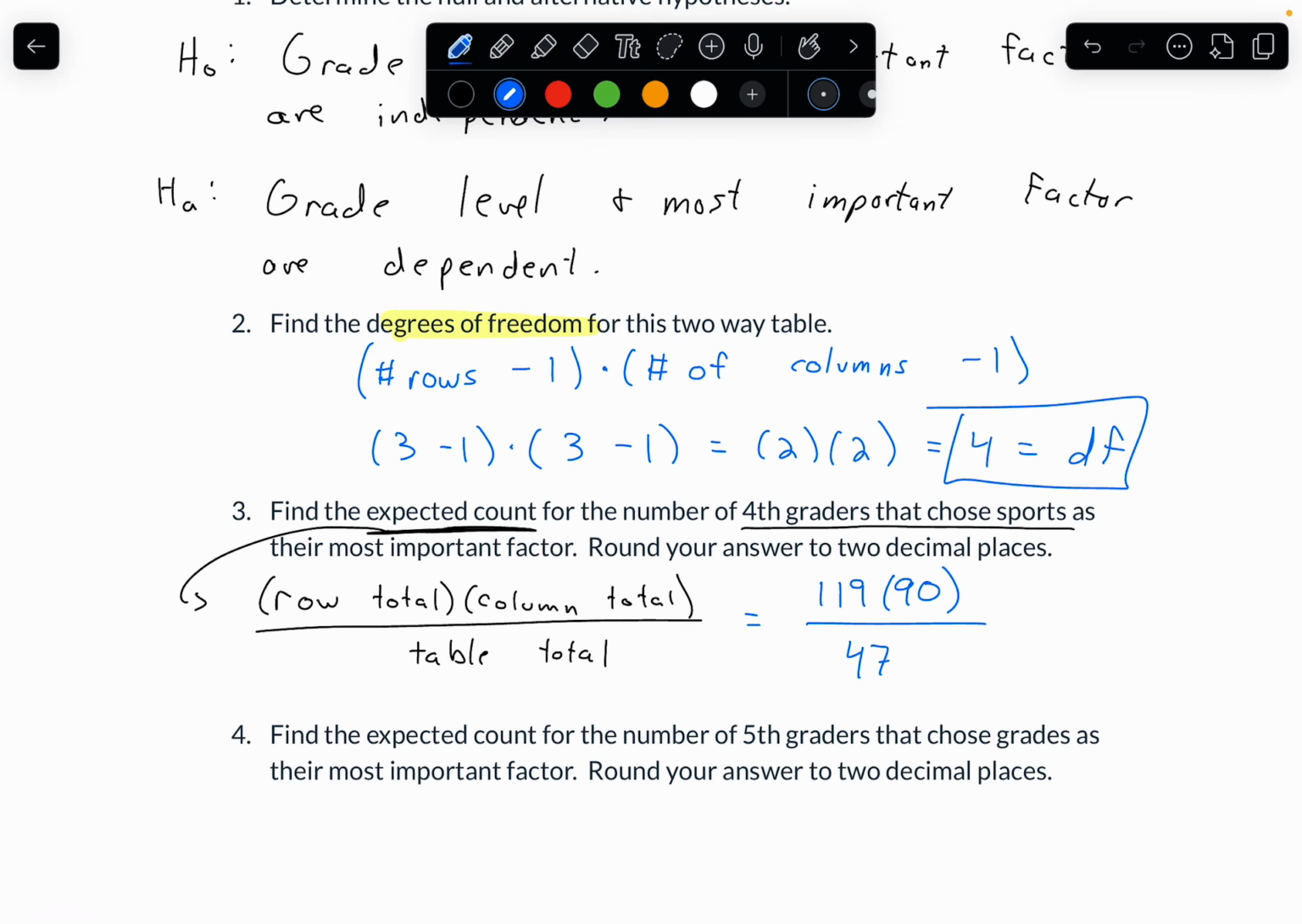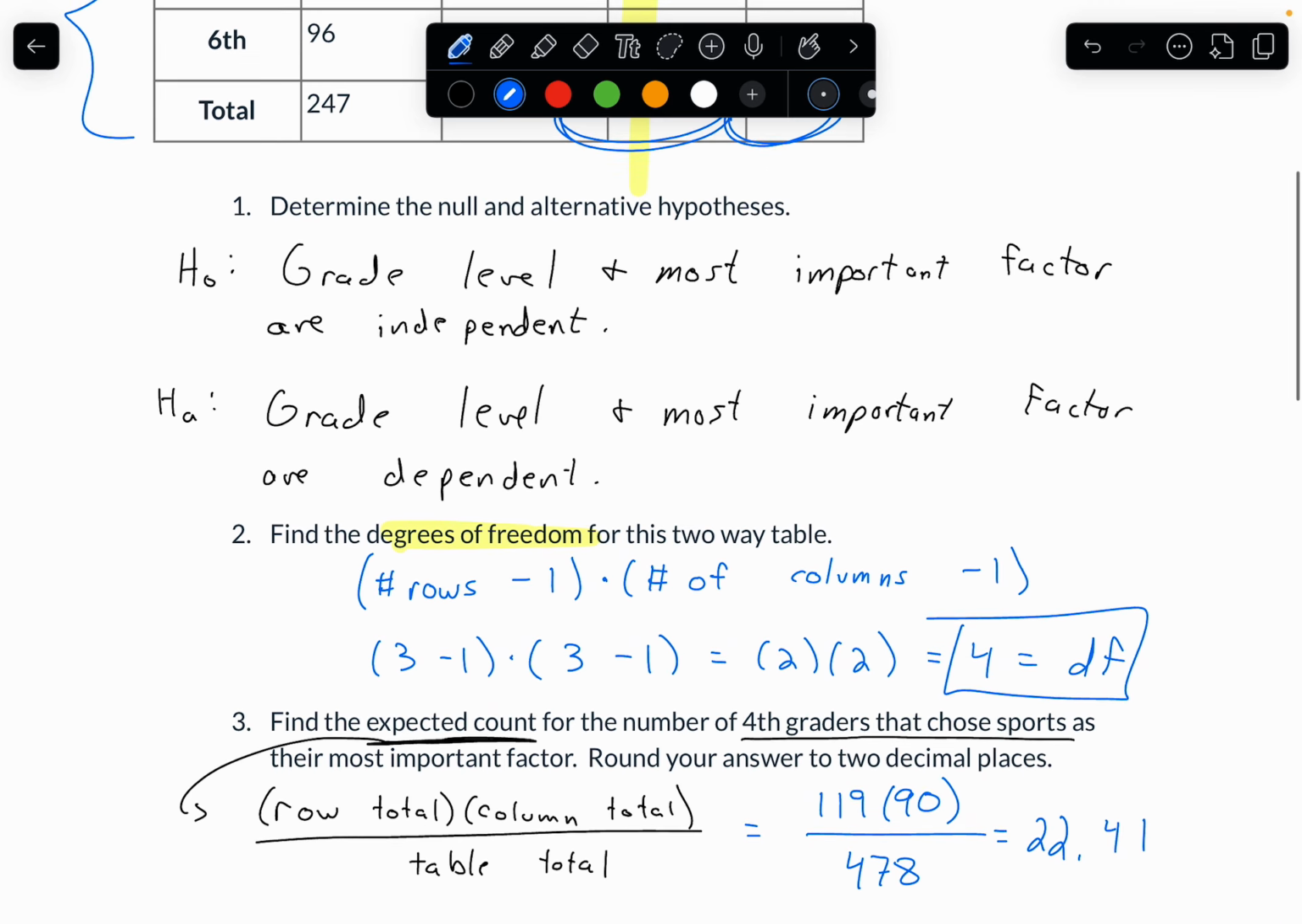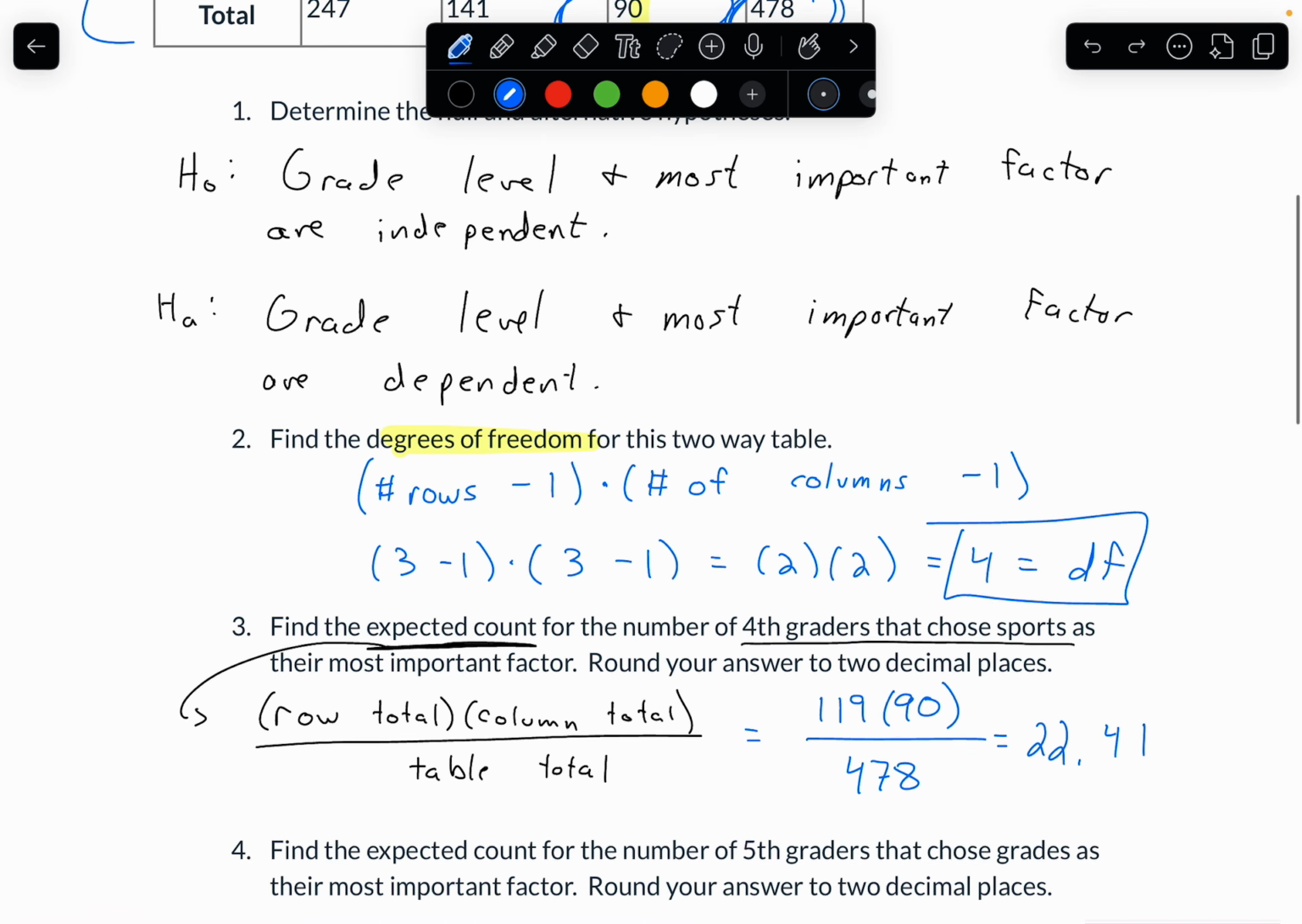So divided by 478. And I'm just going to go ahead and do a little bit of multiplication and division here. So 119 times 90 divided by 478. I ended up with 22.41 when I round to 2 decimal places. So this represents the expected count. This is the amount that we would expect to see if this null hypothesis is true. If my 2 variables are in fact independent, I would expect to see 22.41 4th graders that said sports were their most important factor.